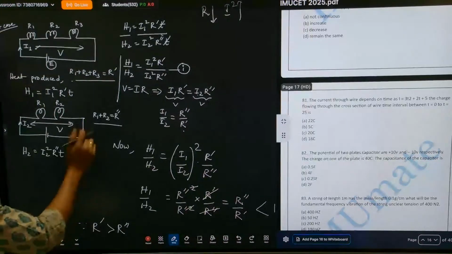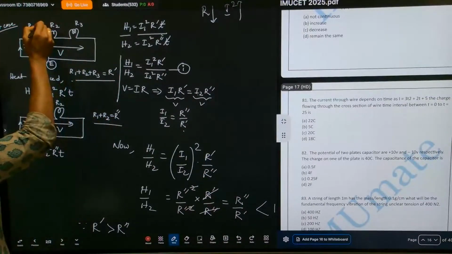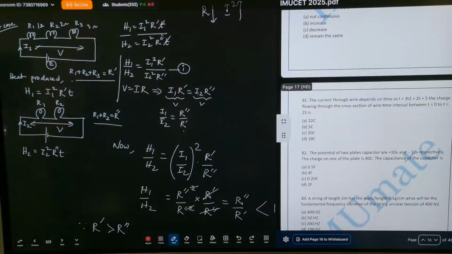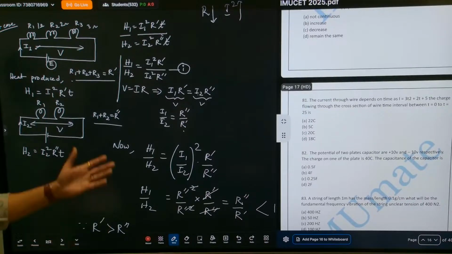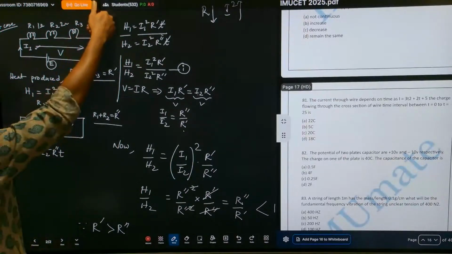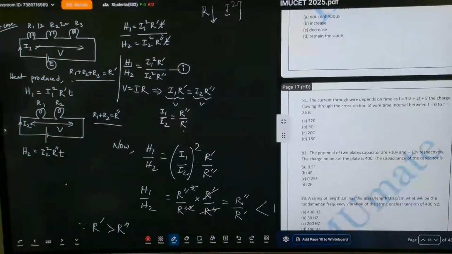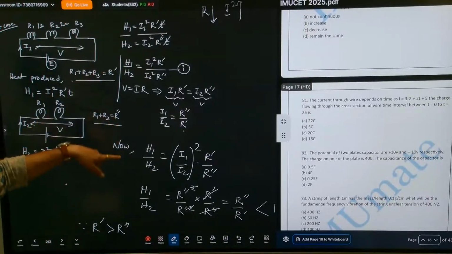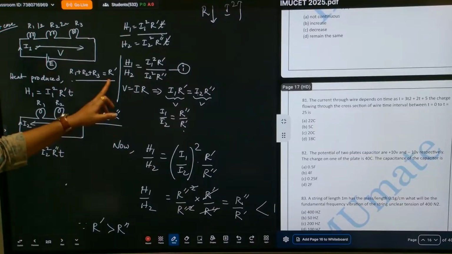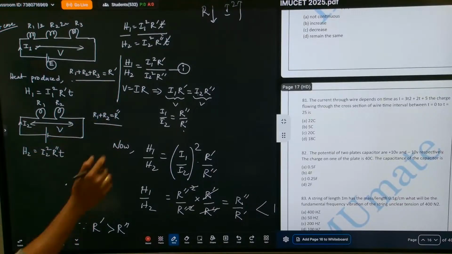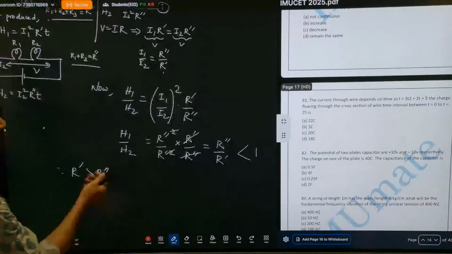Look, let's say there are 3 resistances, 1 ohm, 2 ohm and 3 ohm. What is the sum of these 3? 6. Let's say the 3 ohm got fused. Now what would be the sum? It will obviously decrease. R double dash will always be less than R dash. Understood? So now tell me the last part here.